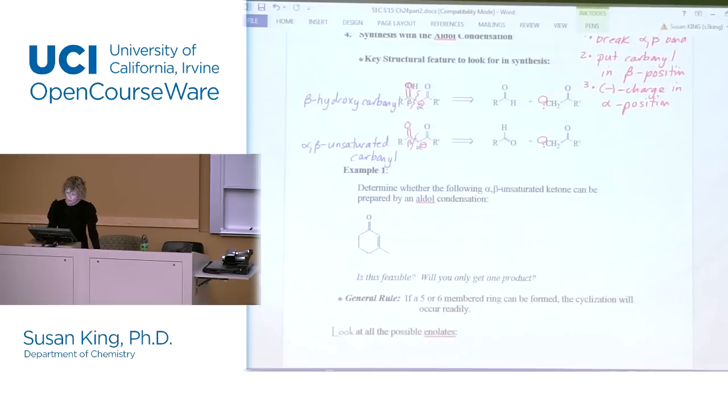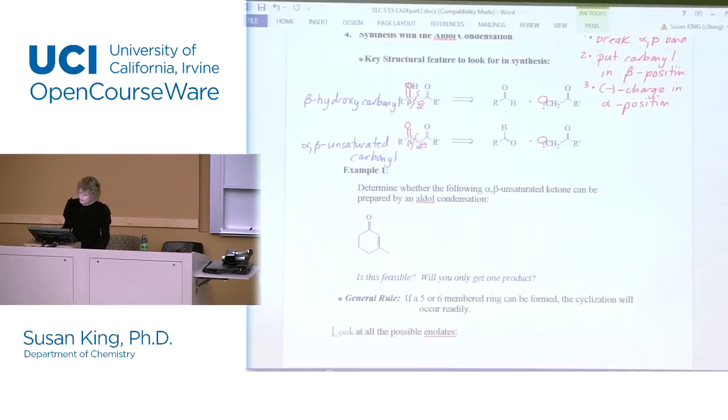Determine whether the following alpha-beta unsaturated ketone can be prepared by an aldol condensation. Is this feasible? Will you get only one product? So there will be a problem on the test like this. And usually the way I say it is, show how you would make the following compound by an aldol condensation, and then provide the conditions for this reaction. So if it needs to be directed, if you need to make an enamine first, you would do that. Okay? So I'm going to ask for both of those things.